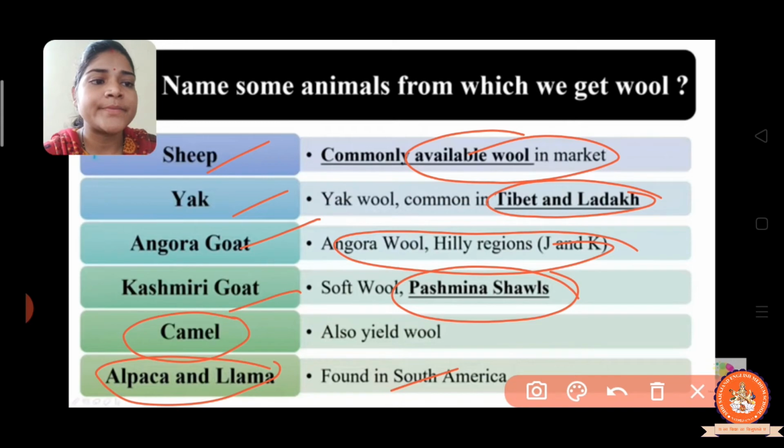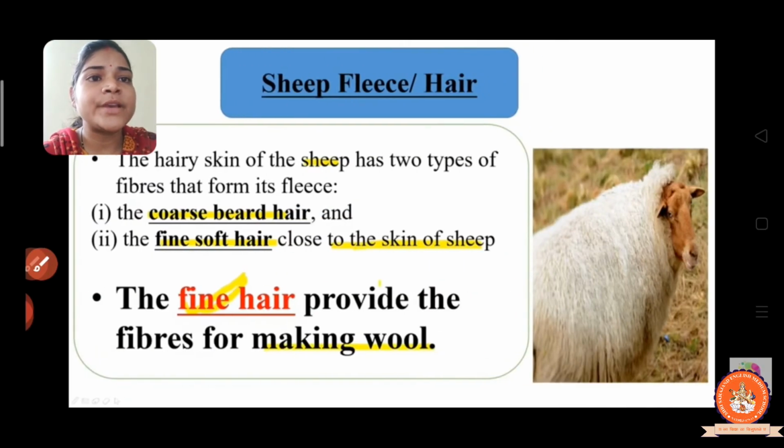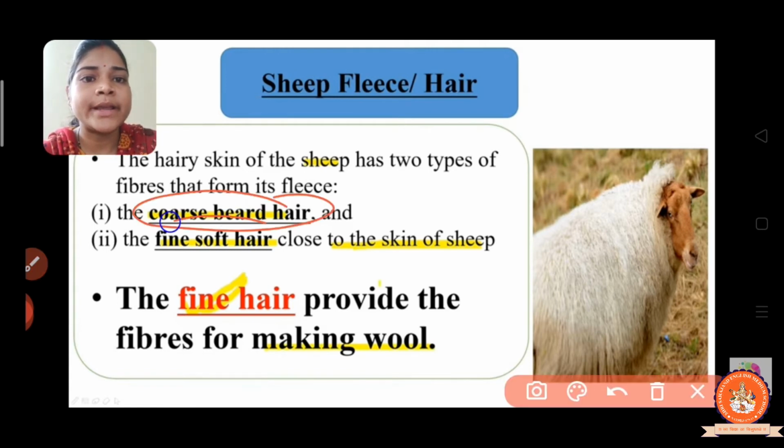So remember it. Now next we have sheep fleece or hair. There are two types of sheep fleece or hair: the coarse beard hair and the fine soft hair. Coarse beard hair means rough hair, and the fine soft hair is close to the skin of the sheep.